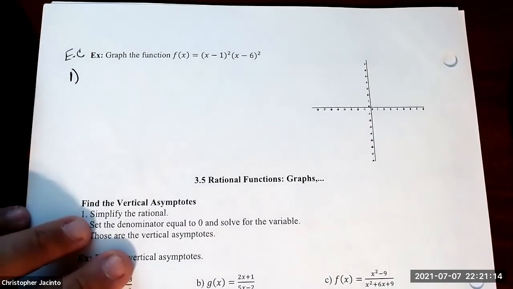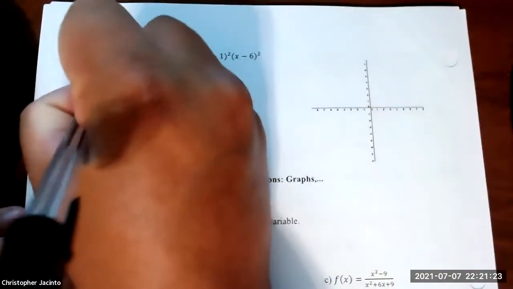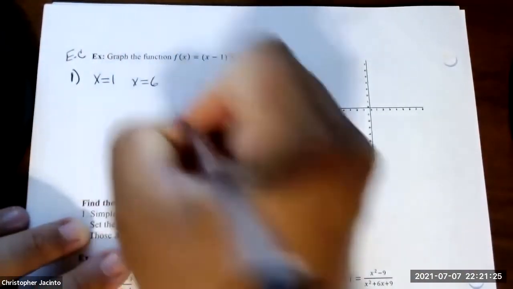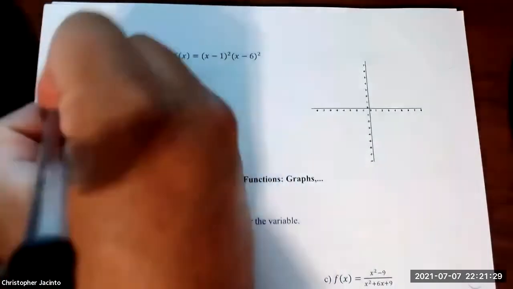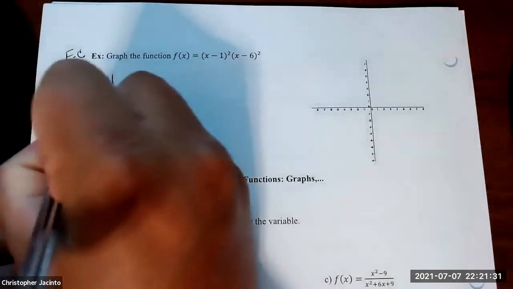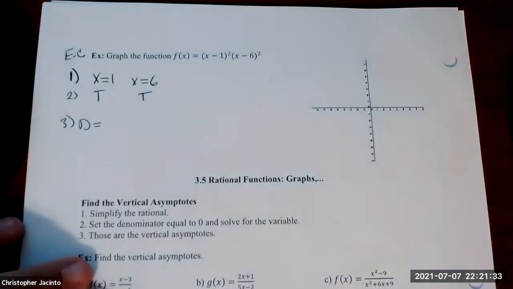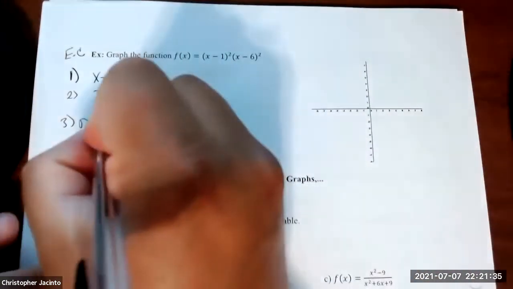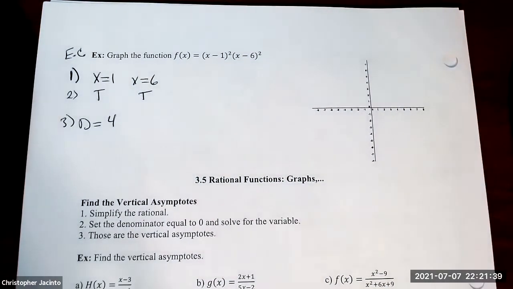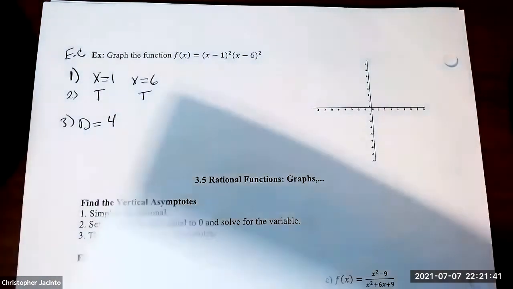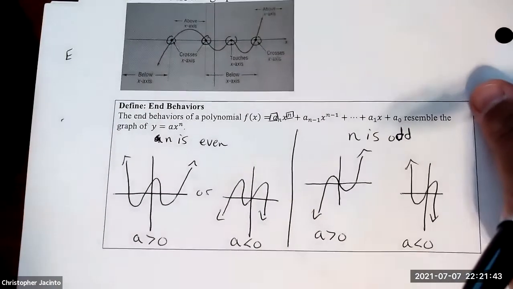Okay, looks like everybody got them. So x equals 1, x equals 6, and both touching. That's your step 2. So step 3, degree of the polynomial is 2 and 2. It's going to be 4, so it's going to be even. And since it's even and the first number is positive, it's going to look like a W.